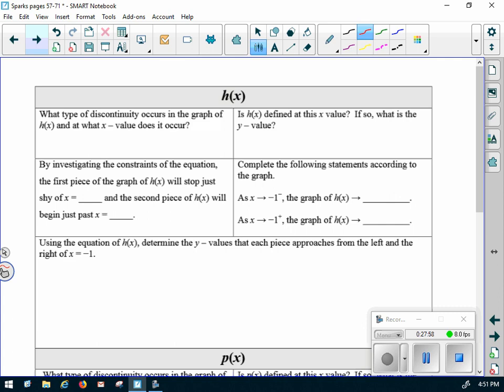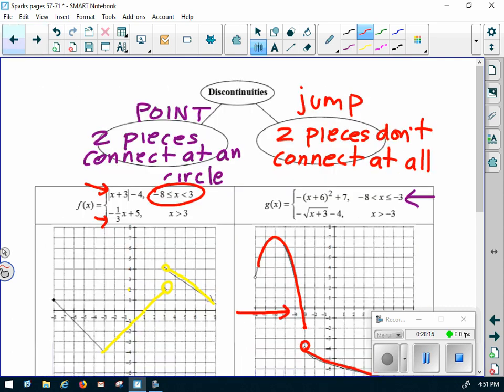What type of discontinuity occurred? We already decided that it was a point discontinuity, and that happened at, I believe, x equal negative 1. Is h of x defined at this value? Let's look at the graph. We're looking at h.